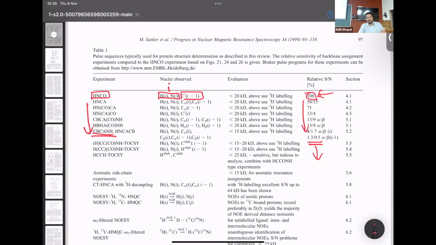But overall, the idea is that you can keep building upon all of this, right? Now that you've got an I to I-1, we could also exploit another experiment, which is the HNCACO experiment.